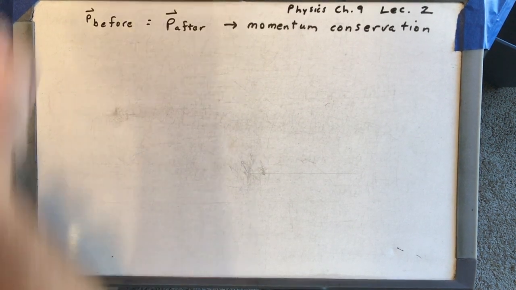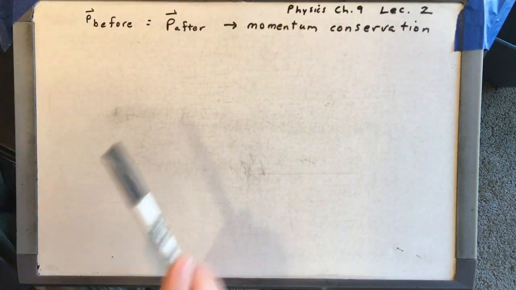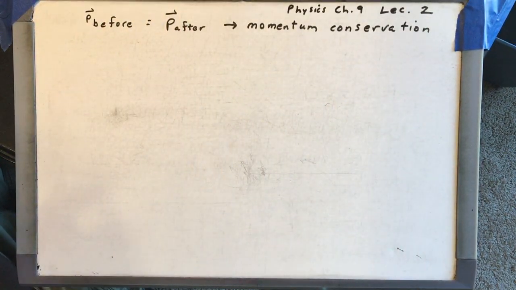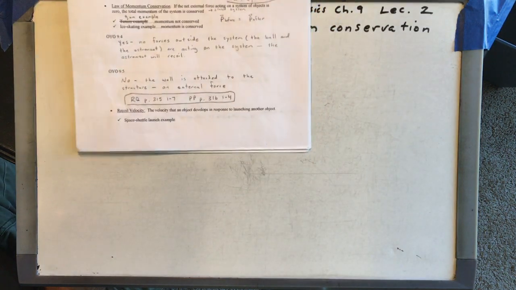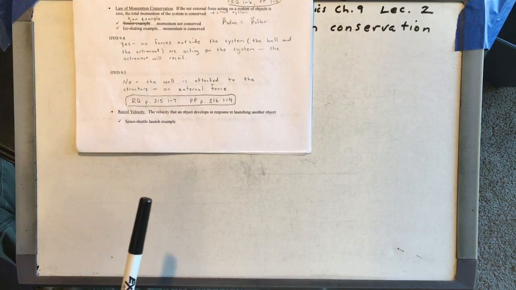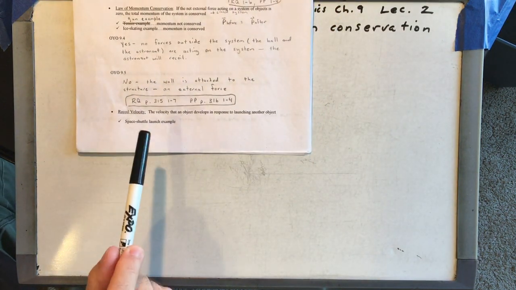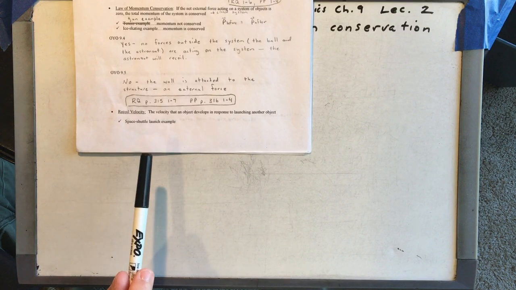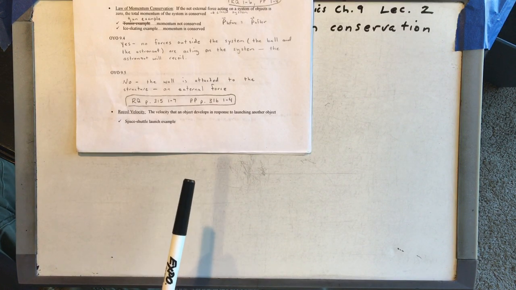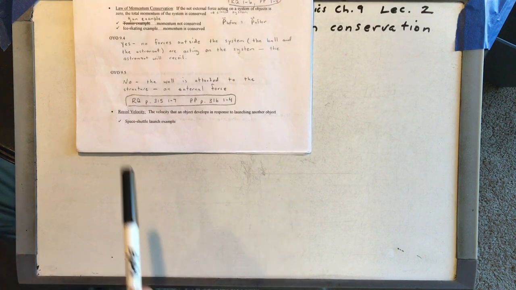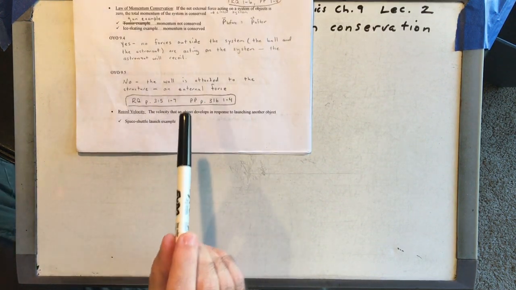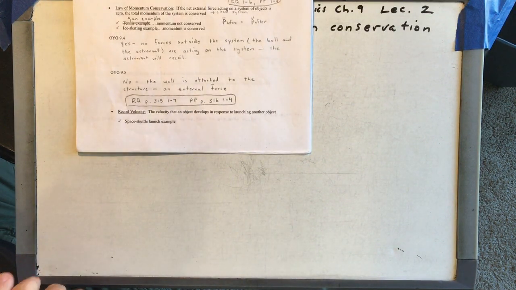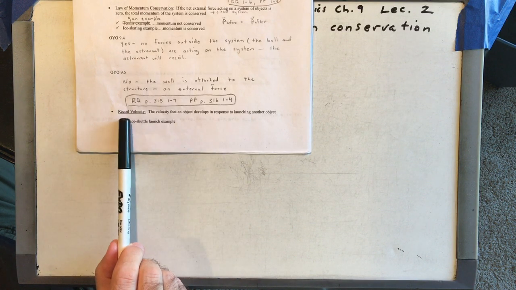All right, we've come to the Physics Chapter 9 lecture, Lecture 2. On your notes, we're going to start at the very bottom of page 2. This is the last lecture that I will be giving you over new material before Christmas. So no new material until January, after today. All right, let's start at recoil velocity.